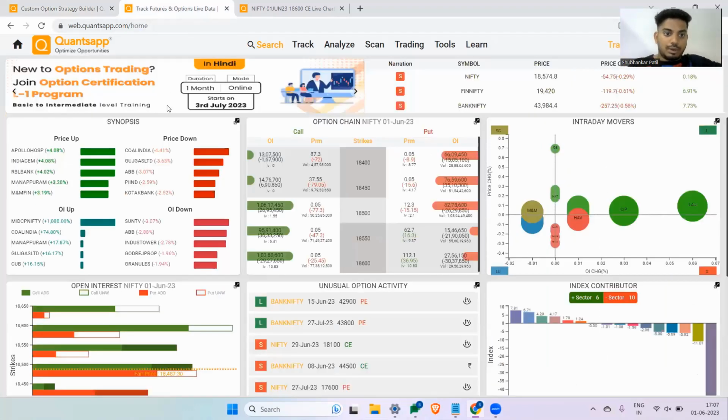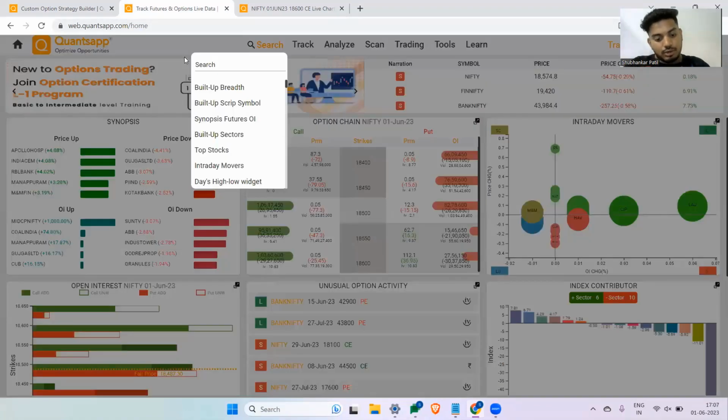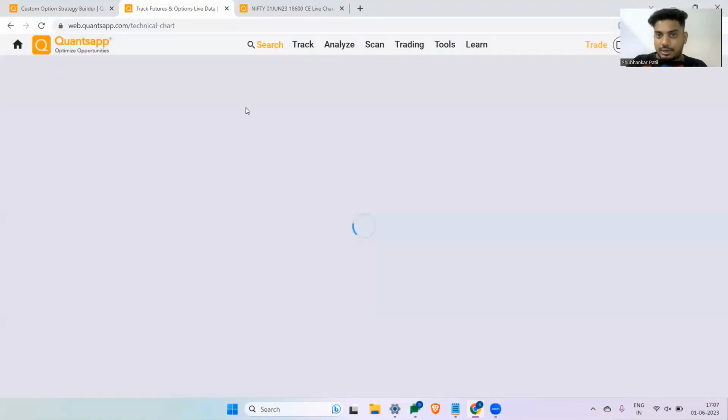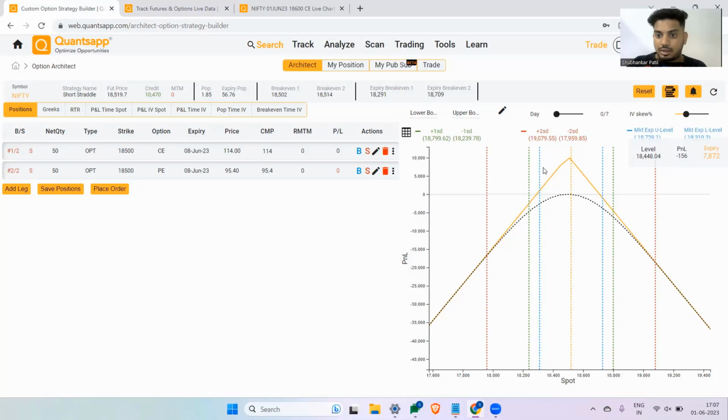Now, coming to one more interesting analytic you can use on top of this, let me take you to chart, order and trade. So now the simple thing is, if you are in the range of your breakevens, then you are protected. That means your strategy is good to go.